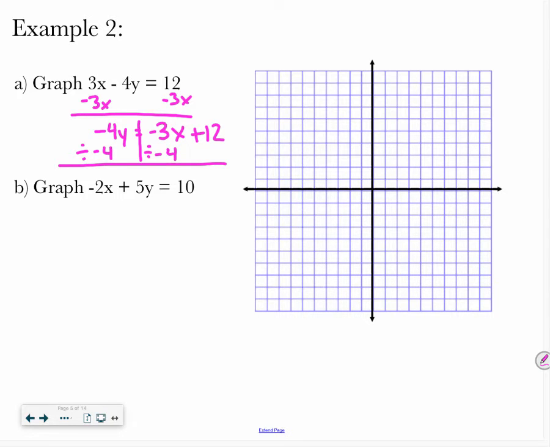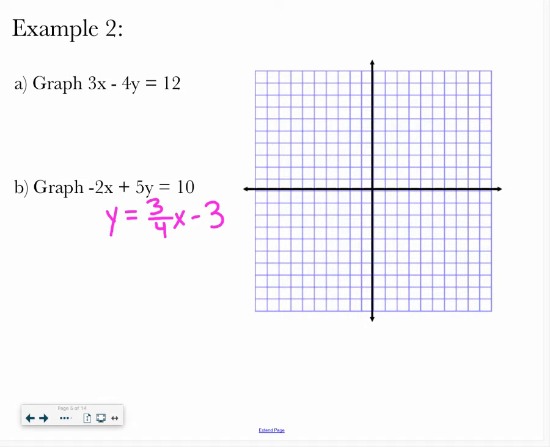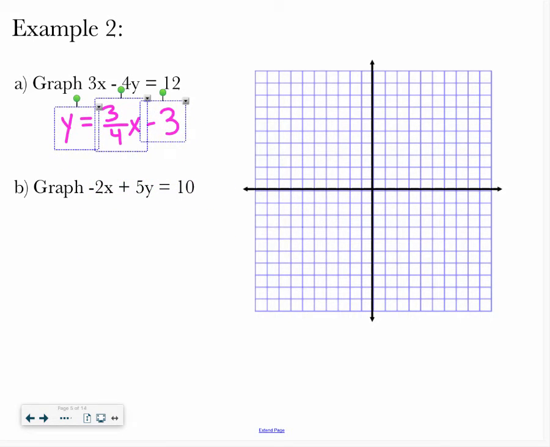And I'm left with y equals negative 3 divided by negative 4, which becomes a positive 3/4 x, because a negative divided by a negative is positive. And I want to leave my slope as a fraction. And then I have a positive 12 divided by negative 4, which is going to be minus 3. So that's my equation. Don't forget to divide everything by that number. It's really easy to say it's y equals 3/4 x plus 12, but that's not correct.